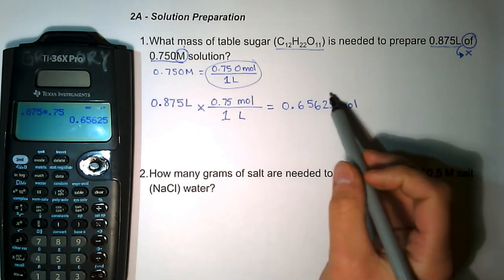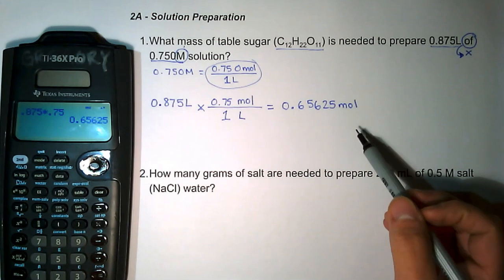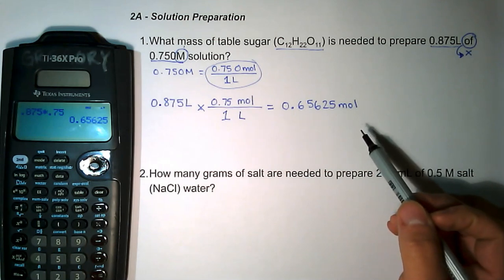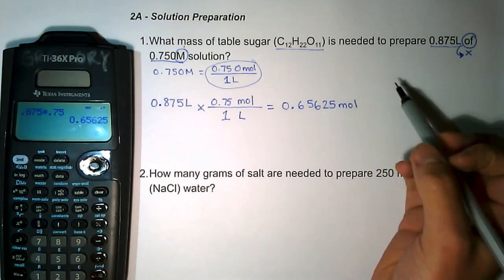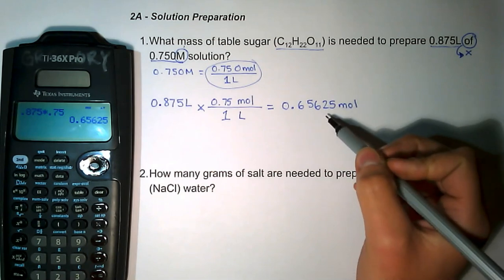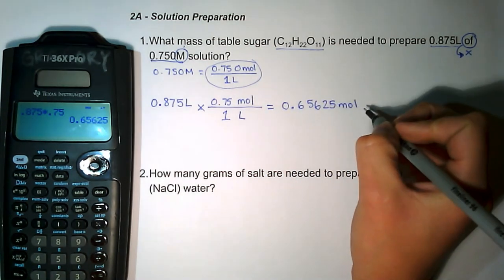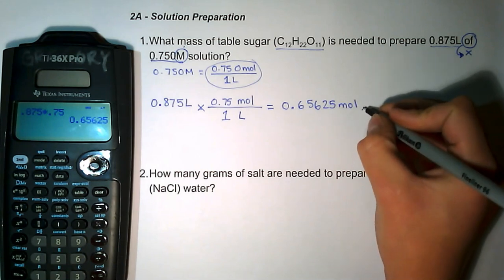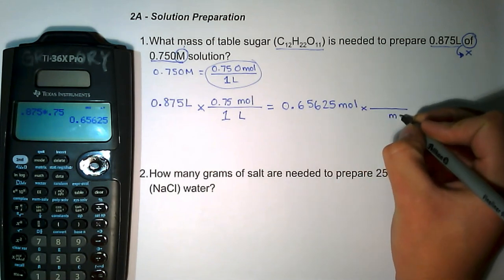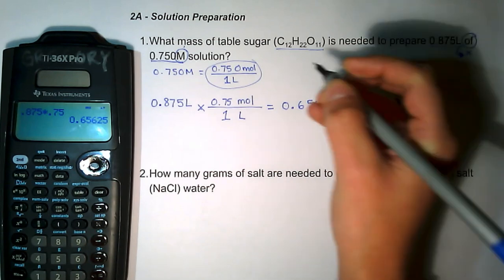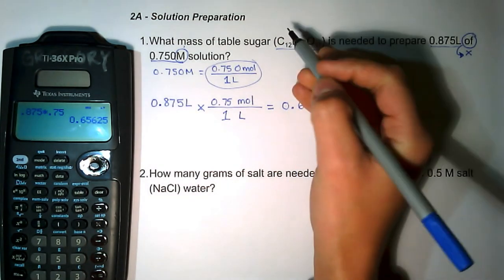Of course, I don't want to know the number of moles because I can't actually weigh out a number of moles. There's no way to measure moles. We don't have a scale or an instrument that does that. So we need to figure out how many grams of table sugar we need. Now that we have a number of moles, it's relatively easy to convert between moles and grams. We just need to find the molar mass of this substance.